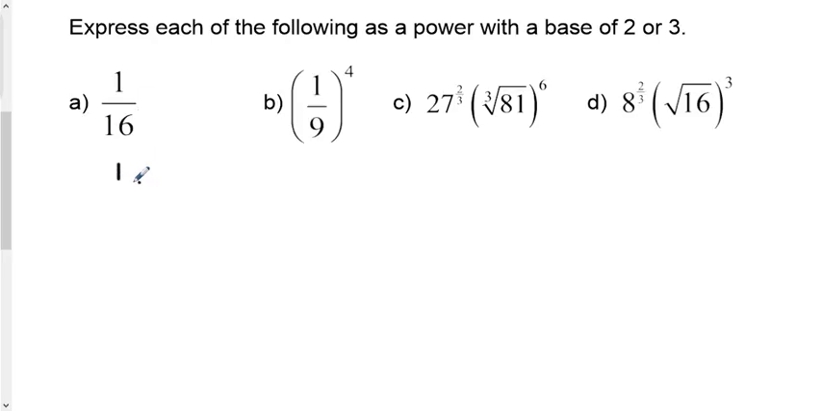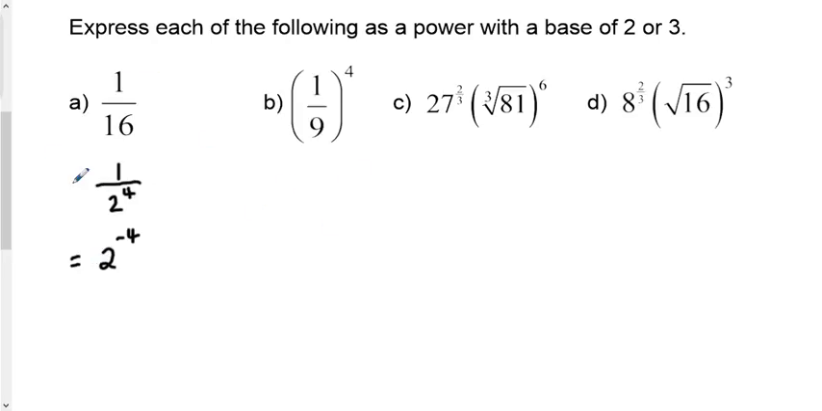So if I think about what power of 2 would give me 16, I have to say 2 times 2 times 2 times 2, which would be 2 to the 4. But that would be 1 over 2 to the 4. So using our laws of exponents, remember we'd like to write this as a base of 2. In order to reciprocate the base, I need to make that 4 a negative. So 2 to the negative 4 would be the same as 1 over 16.